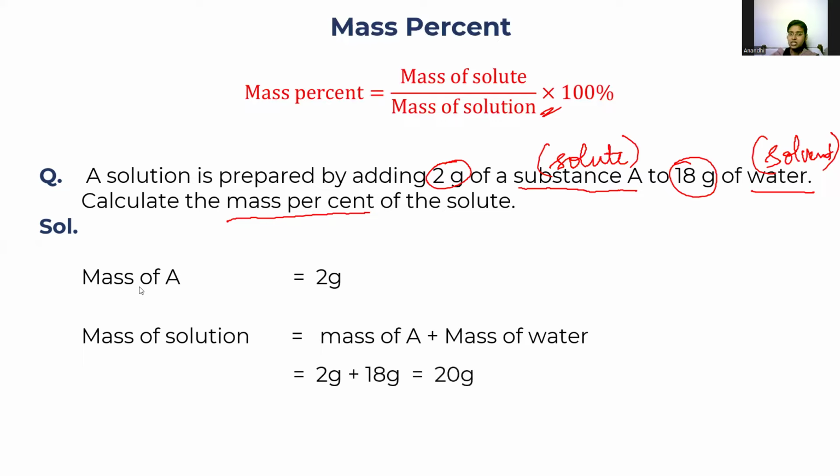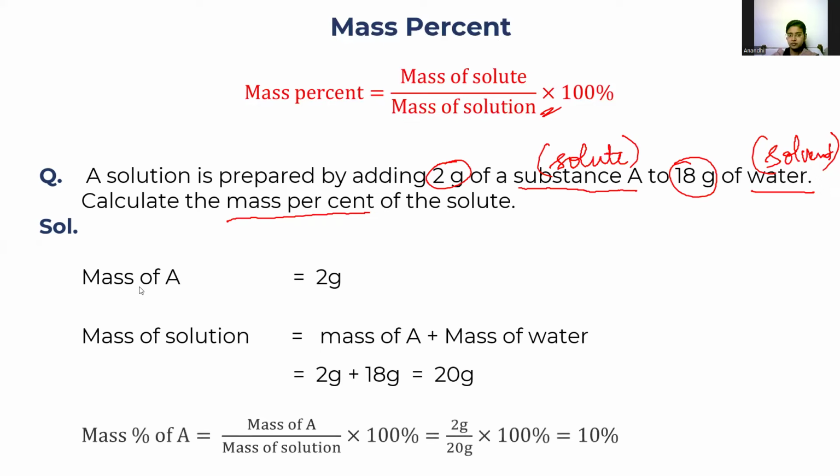Now what do you have to do? Substitute in the mass percent formula. 2 divided by 20 into 100 will give you 10 percentage. The zeros and the 2s get cancelled, and it will give you 10 percentage. So 10 percentage of the substance A is present in the solution, and that is the meaning. The amount of solute present in the solution is called concentration, and in terms of mass percent, this is the meaning. Clear?